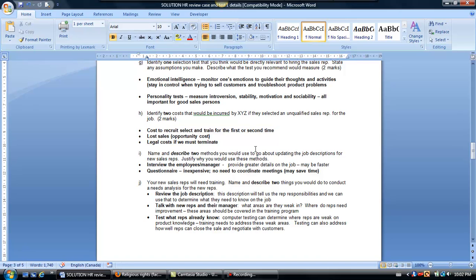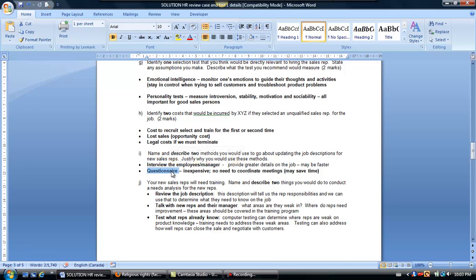So we wouldn't ask you for more than you could possibly identify. Okay, now we want you to describe 2 methods that you might use to go about updating the job descriptions, because Stephen Biggs did say that he wanted to update the descriptions, right? Well, the one thing you'd want to do is interview the employees and the manager of the department just to get more information on the job. Okay, it may be a faster way to get information on the job if you interview them directly.